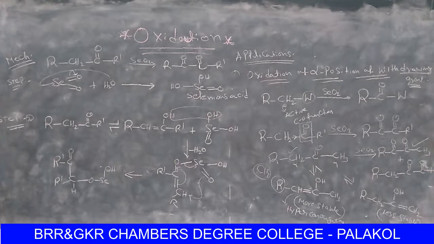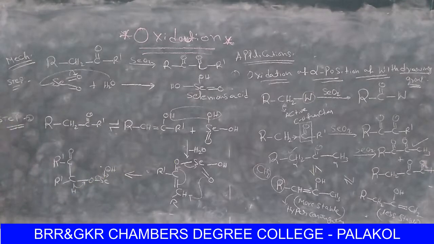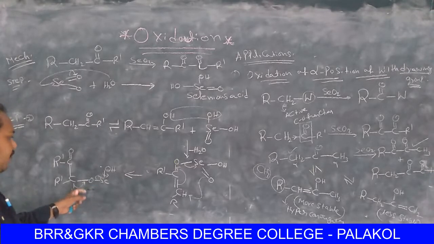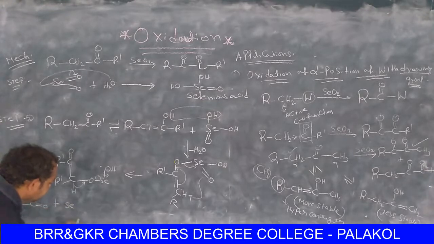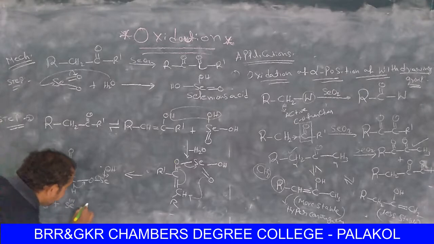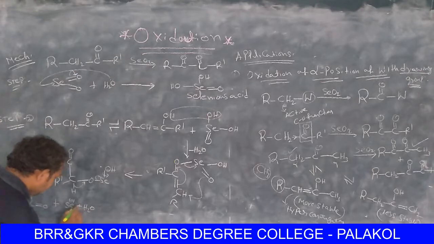Now from this product, the loss of H plus ion will produce our desired product. If H plus ion is lost, then we get R dash C double bond O and C double bond O R, plus Se in zero oxidation state, plus water; H plus and OH minus will be departed as water, right?